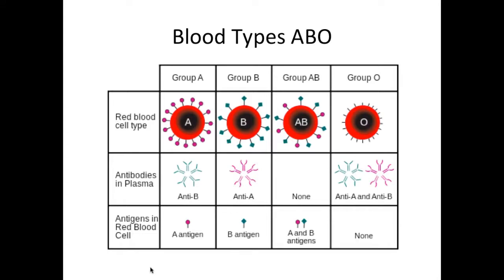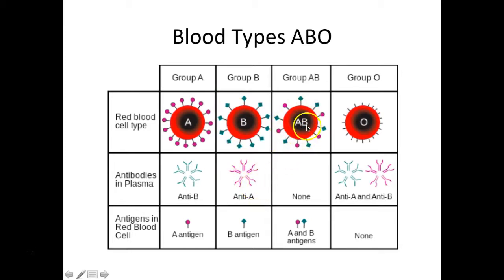So first I want to discuss the different blood types: A, B, AB, and O. If you have blood type A, that means you have A antigens on your red blood cell surface, meaning you're going to create anti-B antibodies. And if you have type B blood, you have B antigens on the cell surface, creating anti-A antibodies.